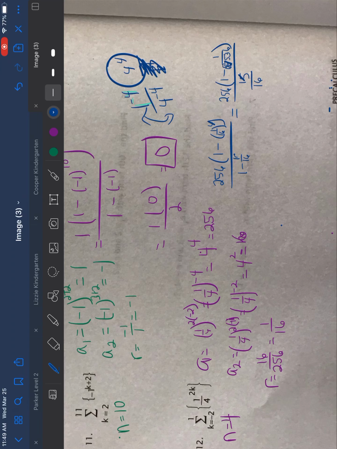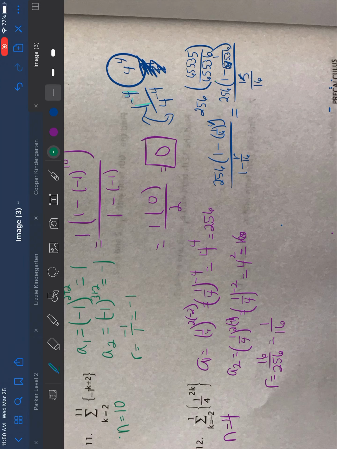So if you think about it, this 1 right here can be rewritten as 65,536 over 65,536. So then my numerator would be 65,536 minus 1, which would give me 65,535 over my common denominator, which is 65,536. That's now the inside of my fraction. The outside is 256.